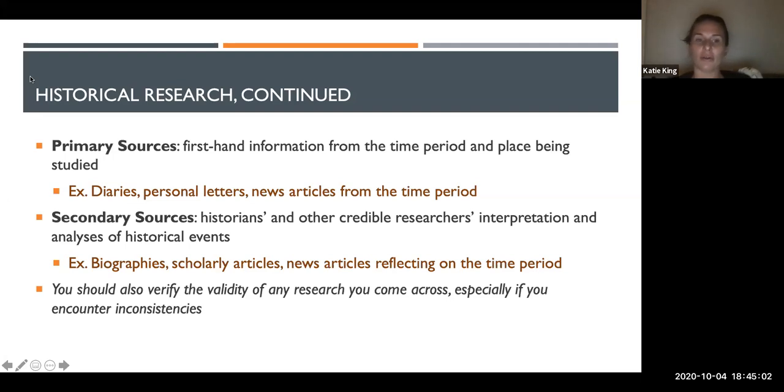But make sure whether you're using primary or secondary sources, you're verifying the validity of any research you come across, especially if you encounter inconsistencies. Even though misleading information abounds in the internet age, right? Or limited information or biased information, even though that's all running willy-nilly right now, this is not the first time that that kind of information has been shared. So no matter what kind of research you do, always verify it, right? Always make sure that it passes muster, so that it's useful in an academic setting or environment, right? It's not just a Google article or something like that.